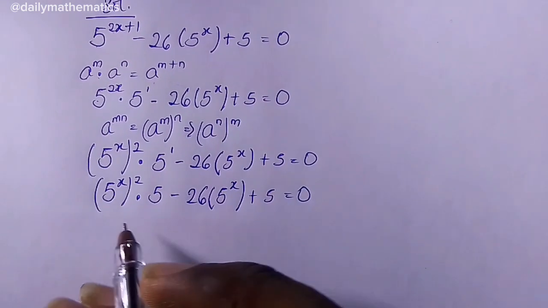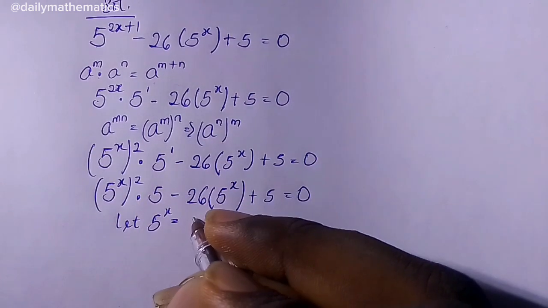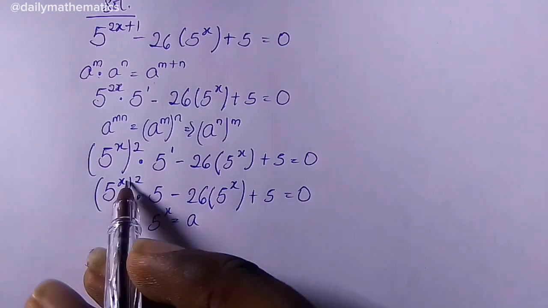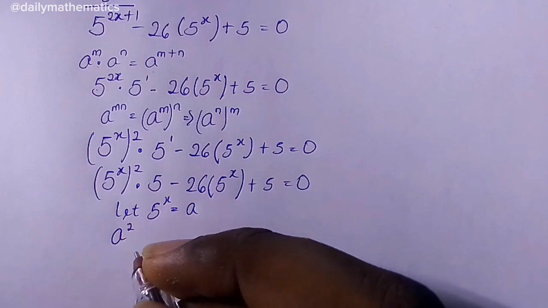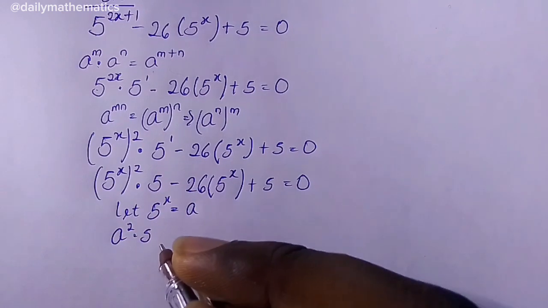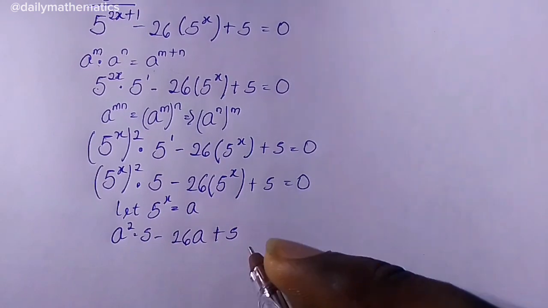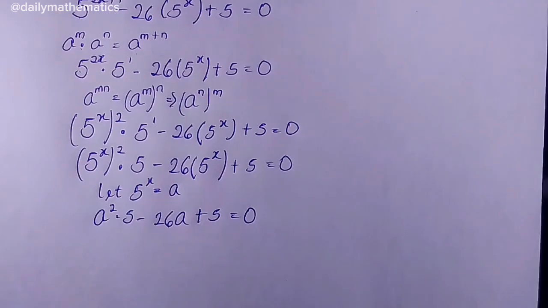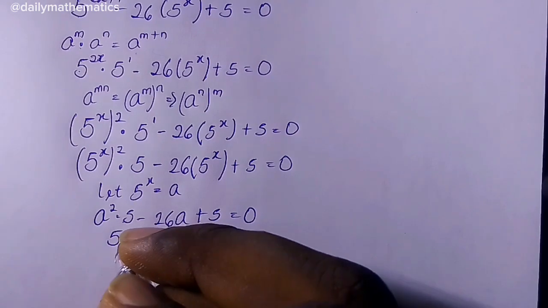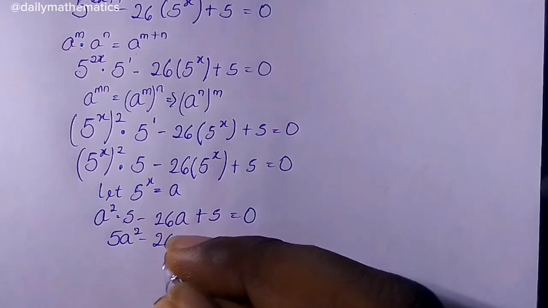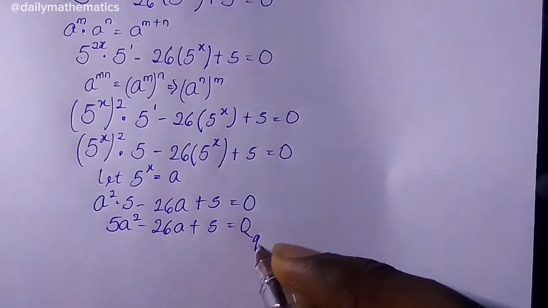Now here we have 5 raised to the power of x. So I can say let 5 raised to the power of x be any letter of our choice, maybe a. Since 5 raised to the power of x is a, we have a squared multiplied by 5 minus 26a plus 5 equals 0. So from here we have a squared multiplied by 5, 5 times a squared, giving us 5a squared minus 26a plus 5 equals 0. From here you can see that we have a quadratic equation.